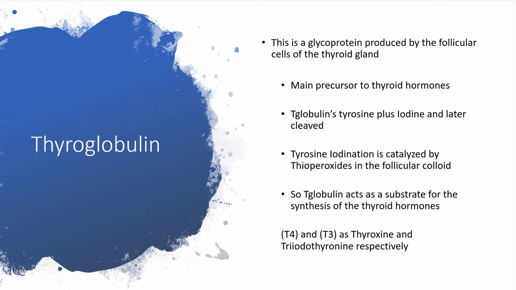The thyroglobulin tyrosine, in addition with iodine, will later cleave. Then the tyrosine iodination is catalyzed by thyroperoxidases in the follicular colloid. Thyroglobulin acts as a substrate for the synthesis of the thyroid hormone. T4 and T3 are thyroxine and triiodothyronine respectively.